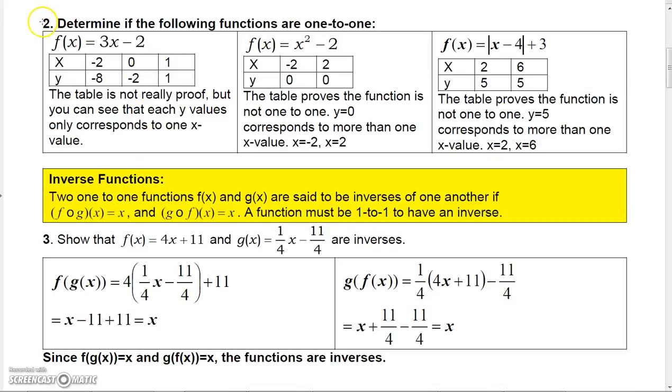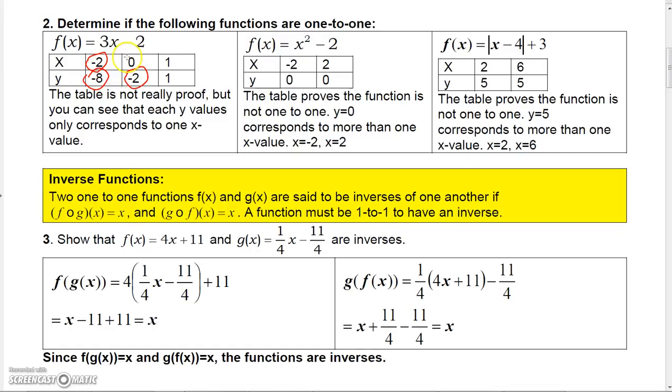You can actually examine functions and try to determine if they're one-to-one. So for instance, a linear function like f of x equals 3x minus 2: if x is negative 2, y will equal negative 8, but if y is negative 8 and you solve for x, you'll only get one value for x. So basically a function is one-to-one if each y value leads to only one x value.